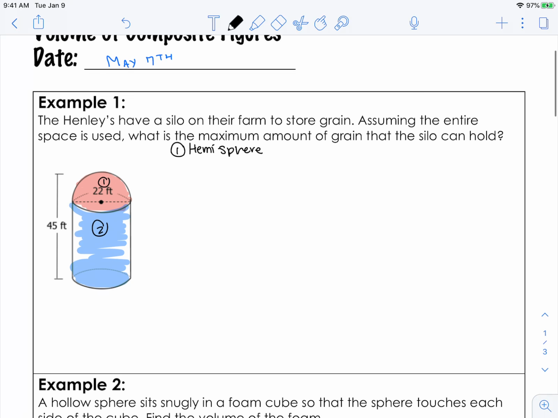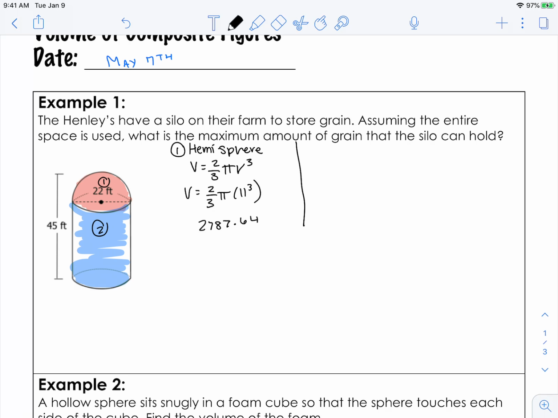Okay, so the equation for that was volume is equal to 2/3 pi r cubed. Okay, our radius is going to be 11, so I have volume is equal to 2/3 pi times 11 cubed, and I'm going to put that in my calculator. And I'm going to round it, so it's going to be 2787.64. Okay, so that's our hemisphere.